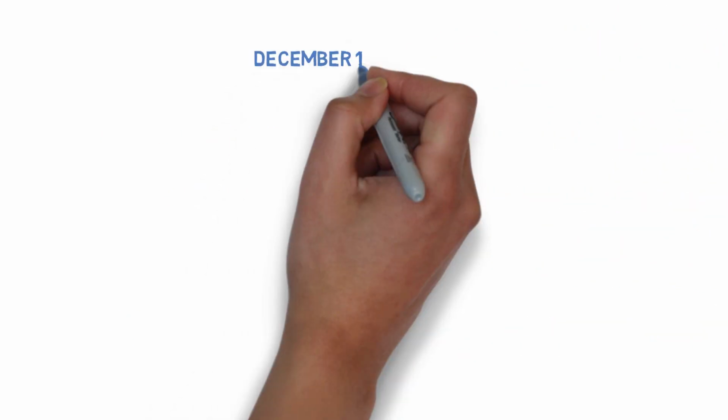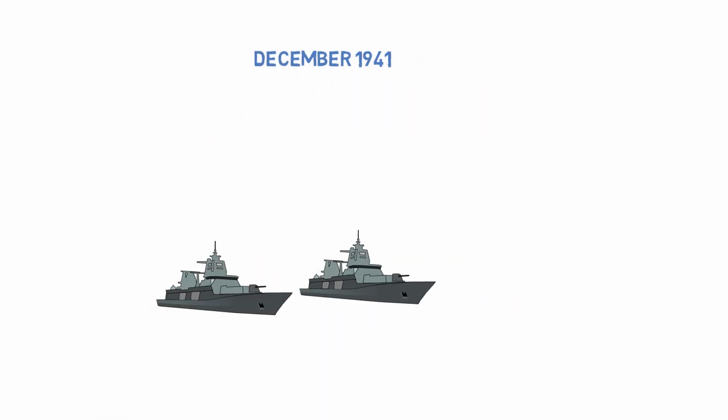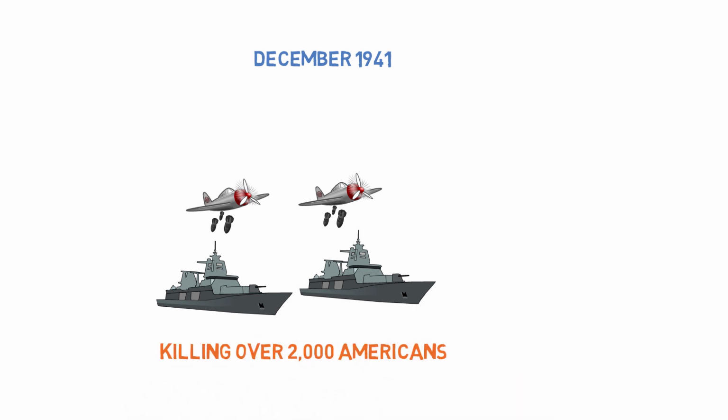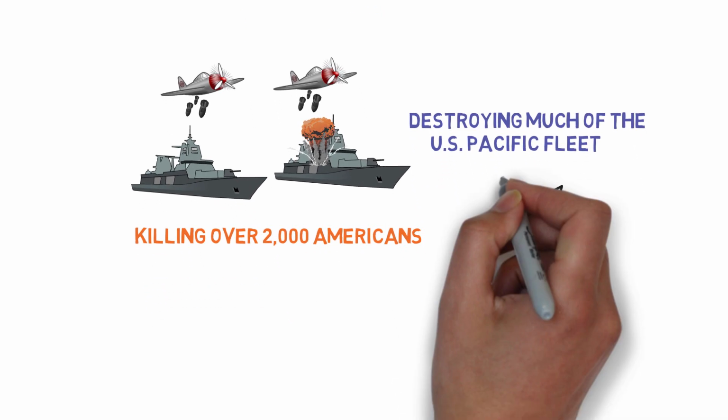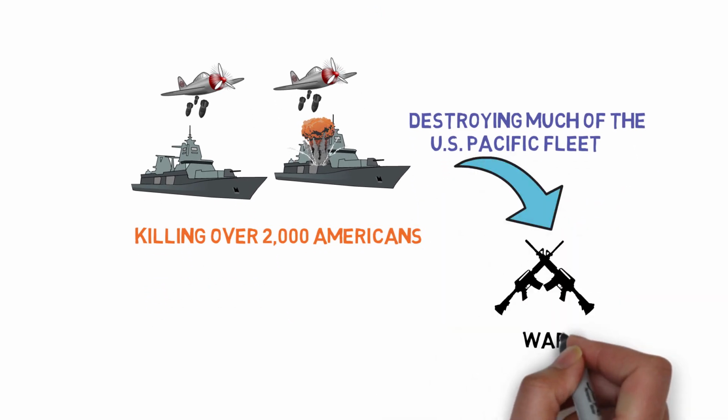But in December 1941, Japan launched a surprise attack on the U.S. naval base at Pearl Harbor in Hawaii, killing over 2,000 Americans and destroying much of the U.S. Pacific Fleet. The attack was the final straw that pushed the United States into war.